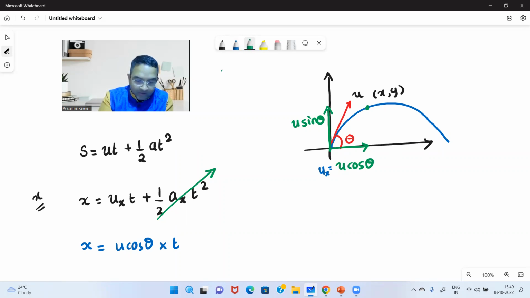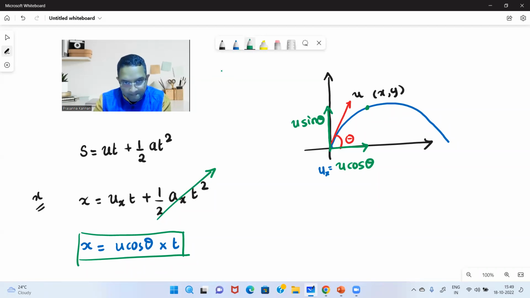Excuse me, sir. Yes, Jaril? Instead of using ut plus half at square, can we use speed is equal to distance by time only for the x-axis? Right. That's absolutely right, but that will be different if your acceleration is present.